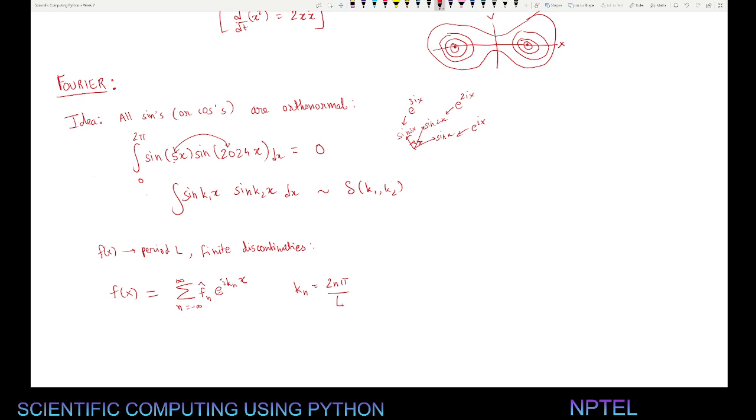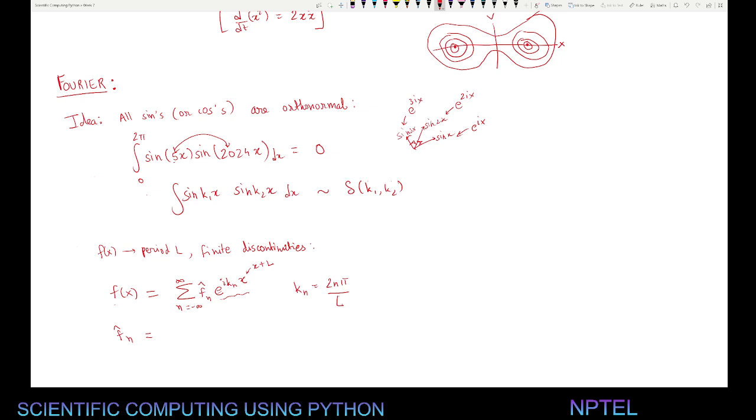Why? Because if you replace x by x plus L, then this 2 pi by L times L will cancel and you will get 2n pi. And e to the power 2 i n pi will be 1. So all these functions are periodic with period L, so your entire function f of x will also be periodic. And then you can go in the reverse manner, which is what you generally do.